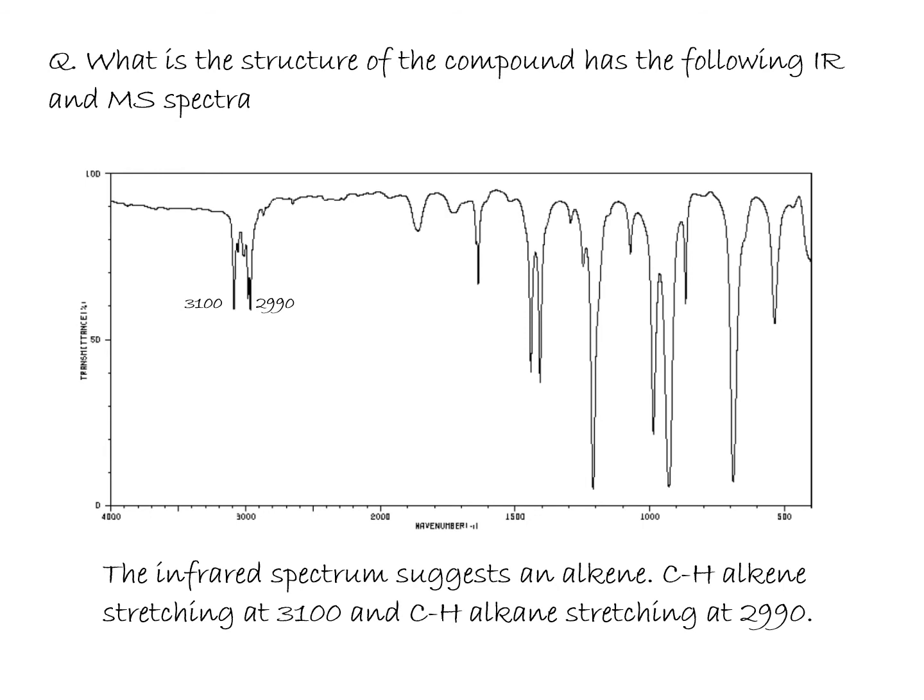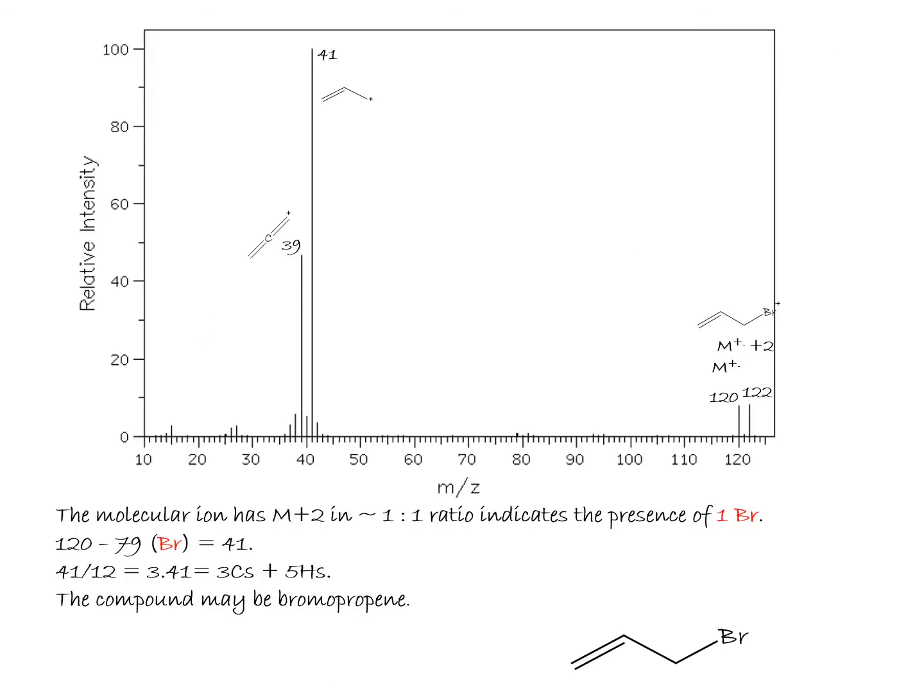In this molecule, you have a peak above 3000 and a peak below 3000, which means that you have an aliphatic part, alkane and alkene part. Okay, the molecular ion is showing at 120, and another peak at M plus 2 in almost the same height.